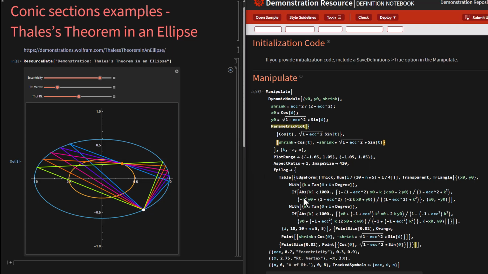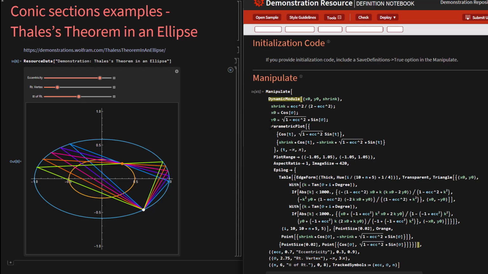Okay, in the last part of this video, I would like to quickly explain how the code works behind this demonstration. You can download the code from this URL. So in this code, let's take a look at the variables. The first one is the shrinkage factor I was talking about. It's e squared over 2 minus e squared, where e is the eccentricity. And x0, y0 is the location of the right-angle vertex, which is specified in this way.